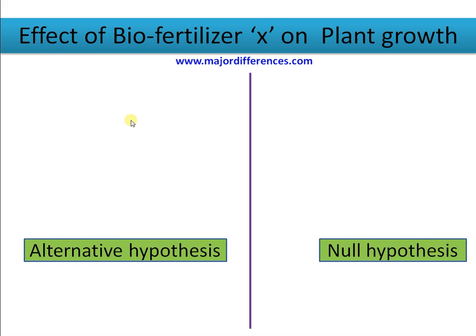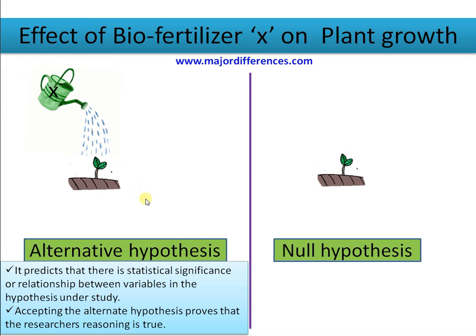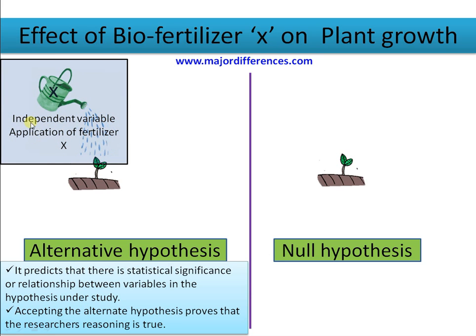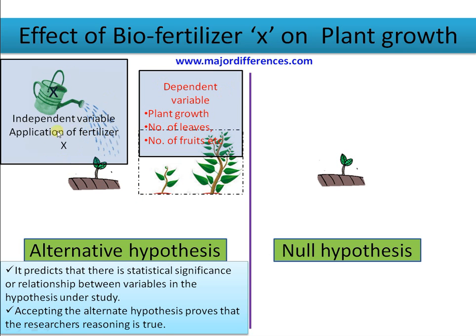Alternative hypothesis predicts that there is a statistical significance or relationship between the variables in the hypothesis under study. In this experiment there are two variables. First is the independent variable. It is a variable that the researcher changes. In this experiment it is the application of fertilizer X. Whereas a dependent variable is a variable that is affected by the change in the independent variable, or in other words, it is dependent on independent variable. So application of fertilizer X may affect plant growth, number of leaves, number of fruits, etc.